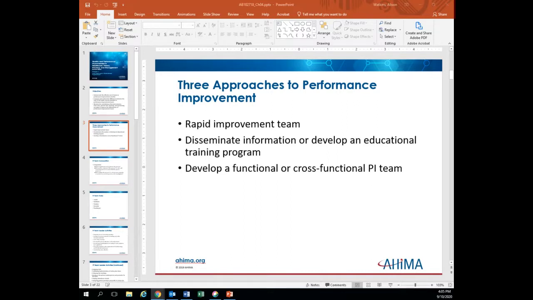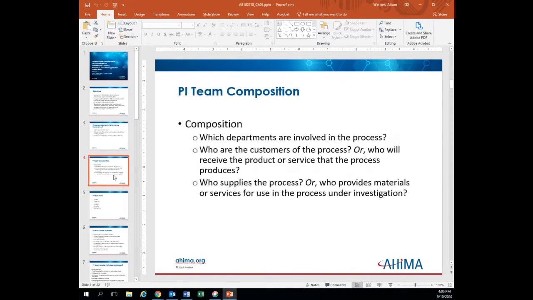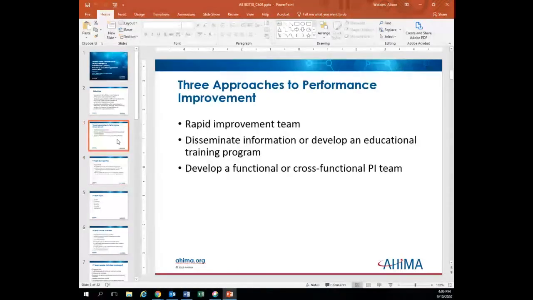They mention in your book there are 3 different approaches to performance improvement: the rapid improvement team, the dissemination of information or developing an educational training program, and then developing a functional, or what we call cross-functional, performance improvement team. So let's talk about all 3 of these. When you talk about rapid improvement, this is where you see an immediate need.